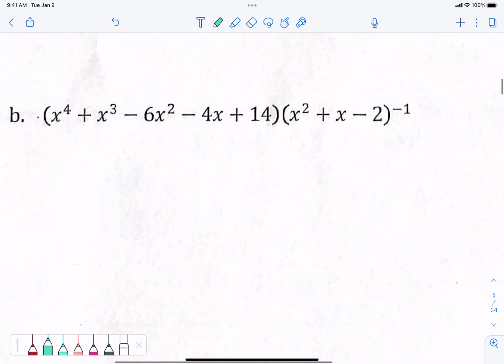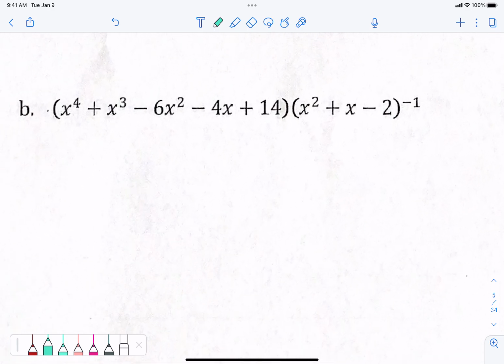Now this one, somebody last period said there's no division symbol. Like we're not dividing by this thing. So does that mean we multiply? Like how does this work? But I do have a negative 1 here. What does that mean? If that's to the negative 1 power, how does that work?